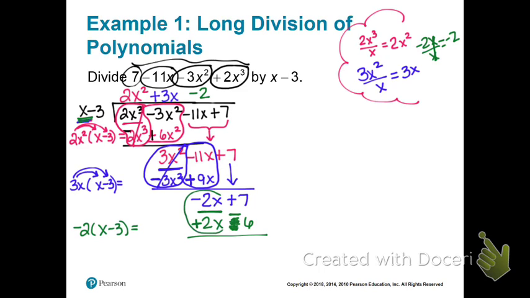What's negative 2x plus 2x? And then I have 7 minus 6. And that's my remainder, correct? So remember we said, for polynomials, everything is separated by a plus or minus sign. So we're going to put a plus, and you're going to put your remainder over, what did we divide by? X minus 3. So this up here is my solution.